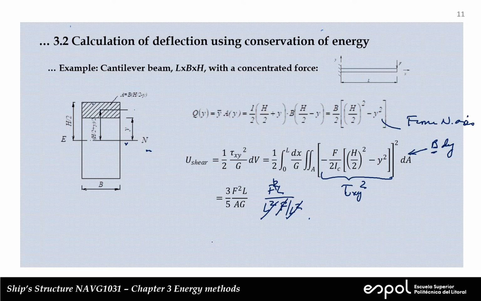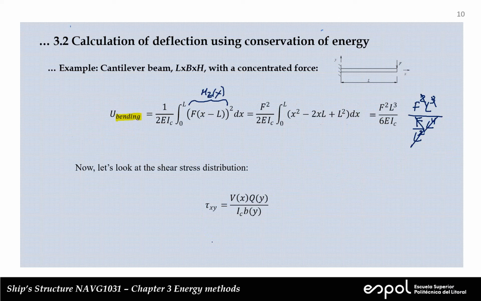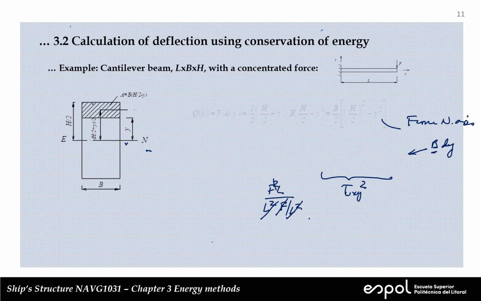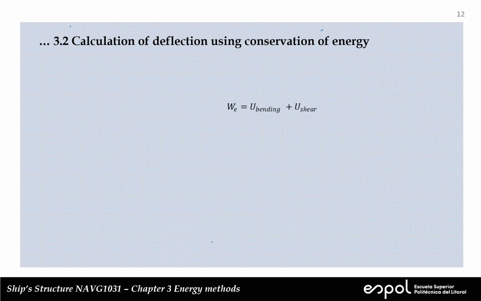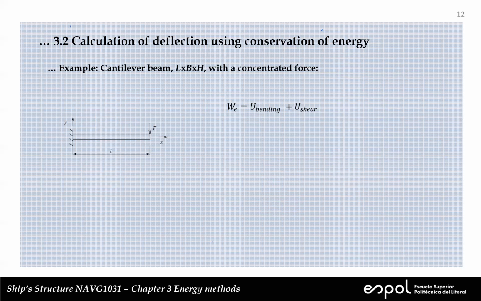So we have this expression, F squared L cubed over 6EI. That's the energy because of the bending. And now we have 3/5 F squared L over AG. That's the strain energy from the shear. So what we have to do is add them up, and that's what we are going to do here.